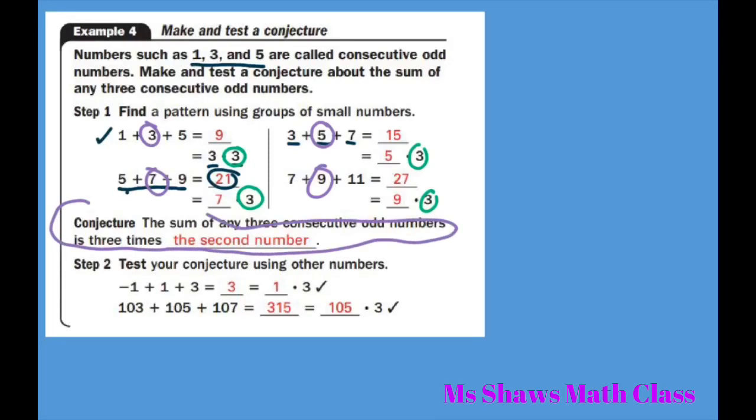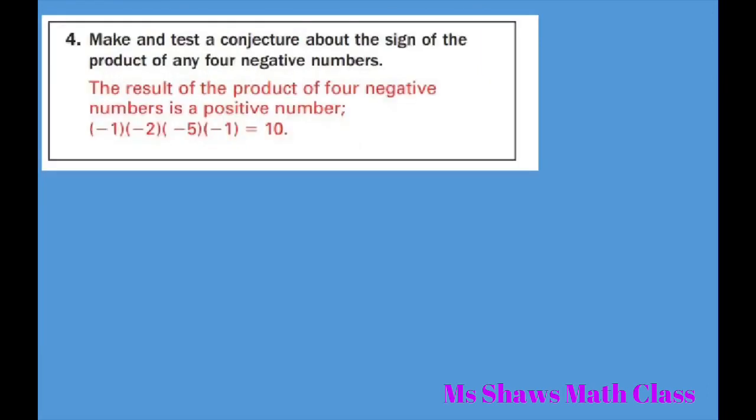And then what you have to do is test that conjecture. And so we do another set. I'm multiplying by 3, the second number. I'm multiplying this by 3 by the second number. So that's just pattern recognition.